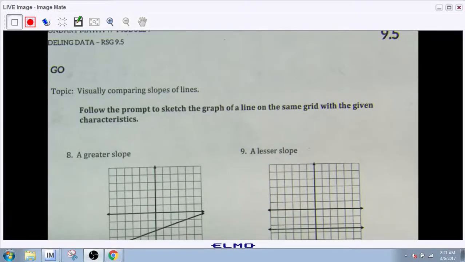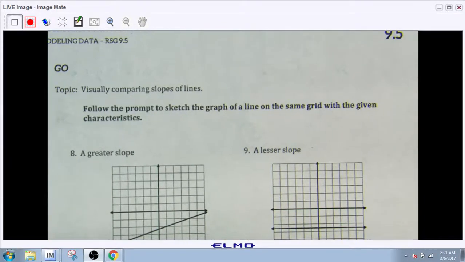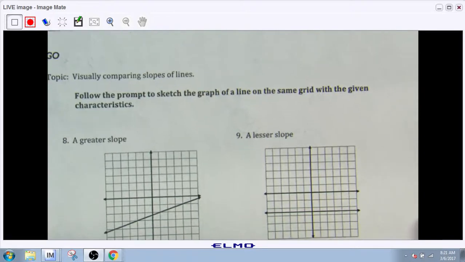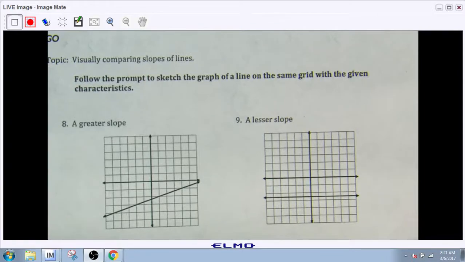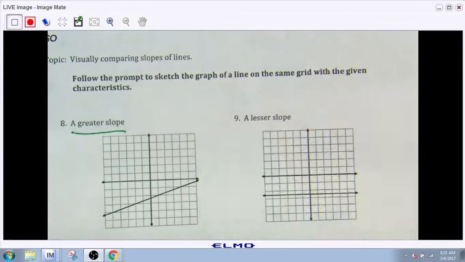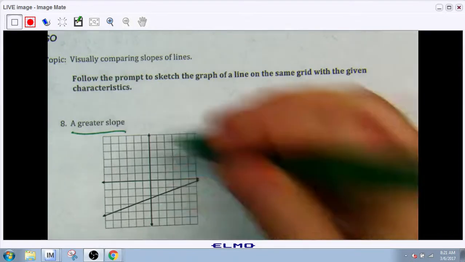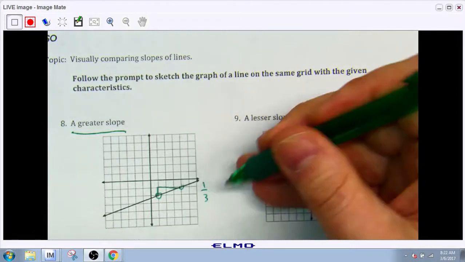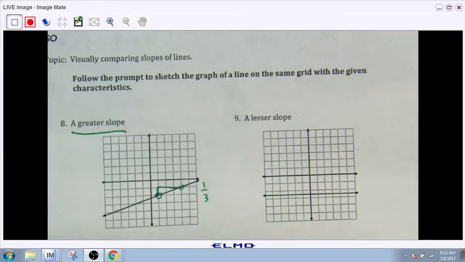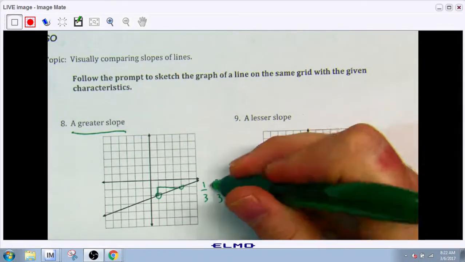We are going to be looking at visually comparing slopes of lines. So this is just thinking about things in terms of whatever input they're giving us. This is asking us to find a line that has a greater slope than this number here. We can do this by calculating slopes. We can do this by just eyeballing it. It doesn't really matter. We can see it crosses perfectly here and here. So we go up 1/3 is our slope. So we just need a slope that's a bigger number than 1/3. So how about, I don't know, 2/3? That's a bigger number, right?